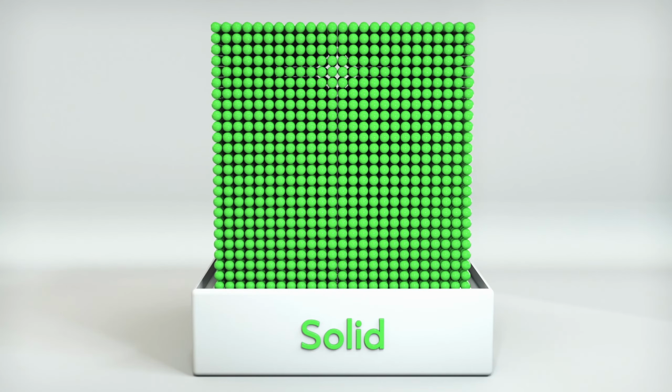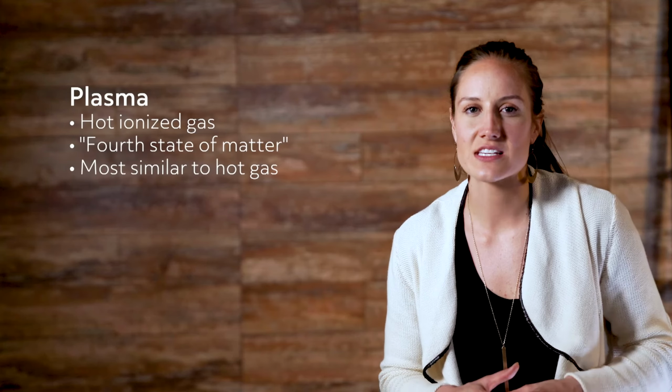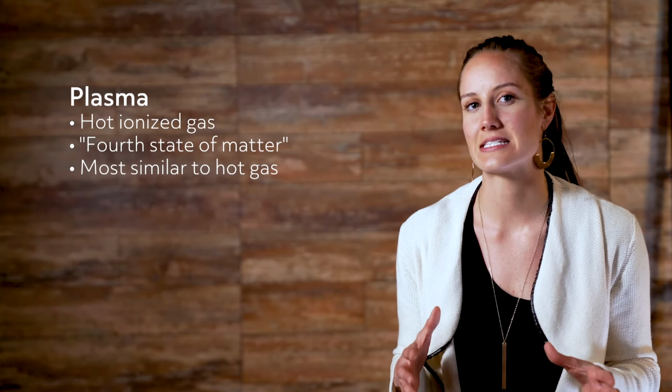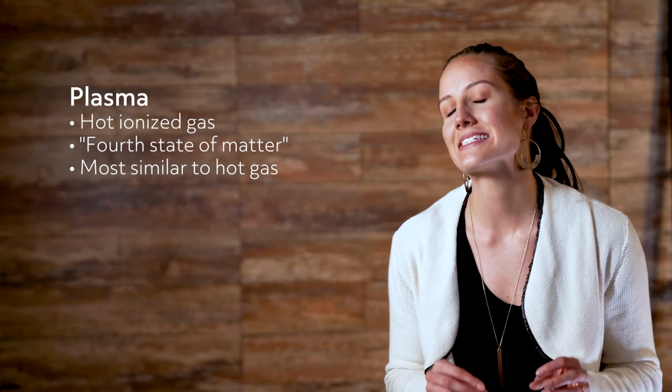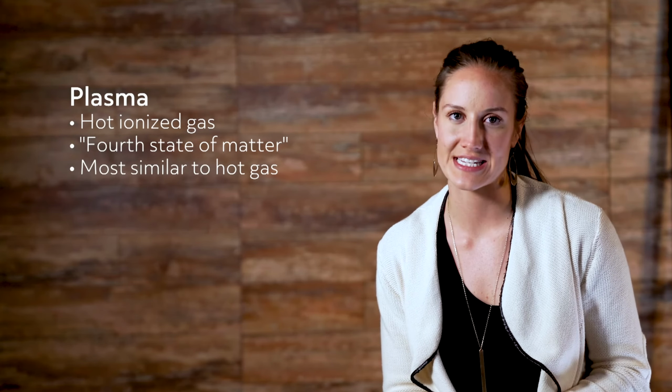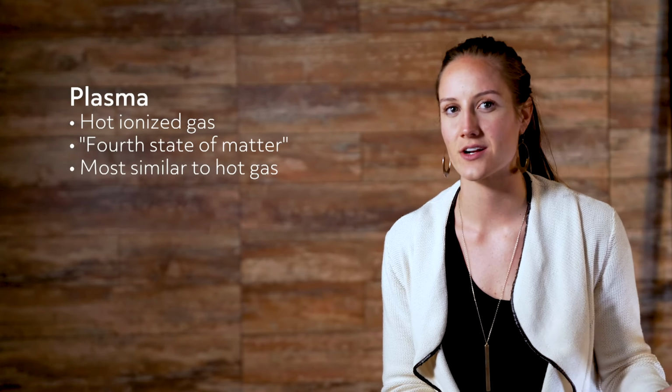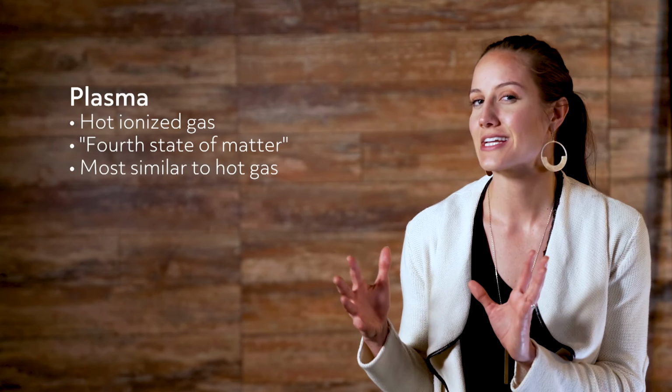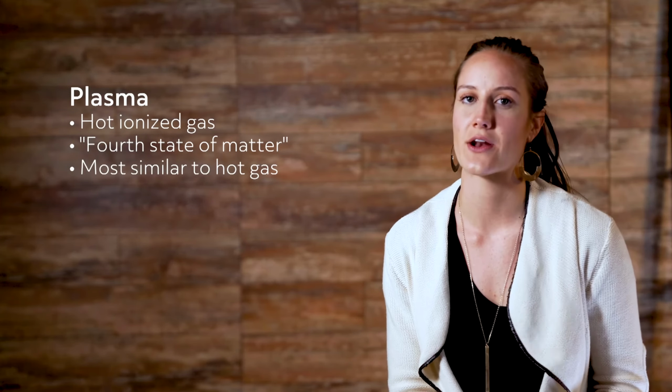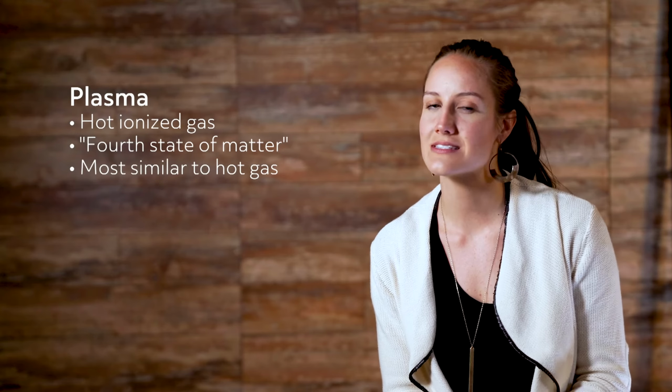Now, plasma. I mentioned that this only happens in extreme cases. Plasma is extremely hot gas that is ionized. Plasma has significantly different characteristics than the other three states of matter, so it is thought of as the very distinct fourth state of matter. However, it is closest in similarity to that of a gas.